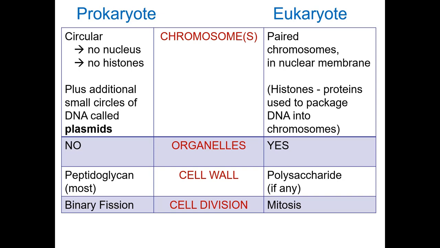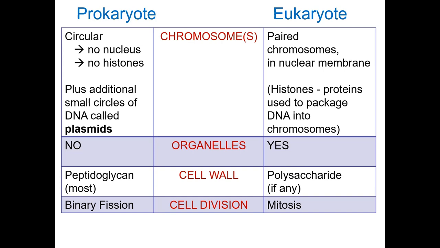In prokaryotes, we don't have any organelles. In some cases, there may be internal membranes, but we don't have things like the Golgi, the ER, etc. We do, of course, have organelles within eukaryotes. If there's a cell wall present in prokaryotes, and there is in most, it's usually made of peptidoglycan. This is a compound that's found in bacteria but is not found in eukaryotes.